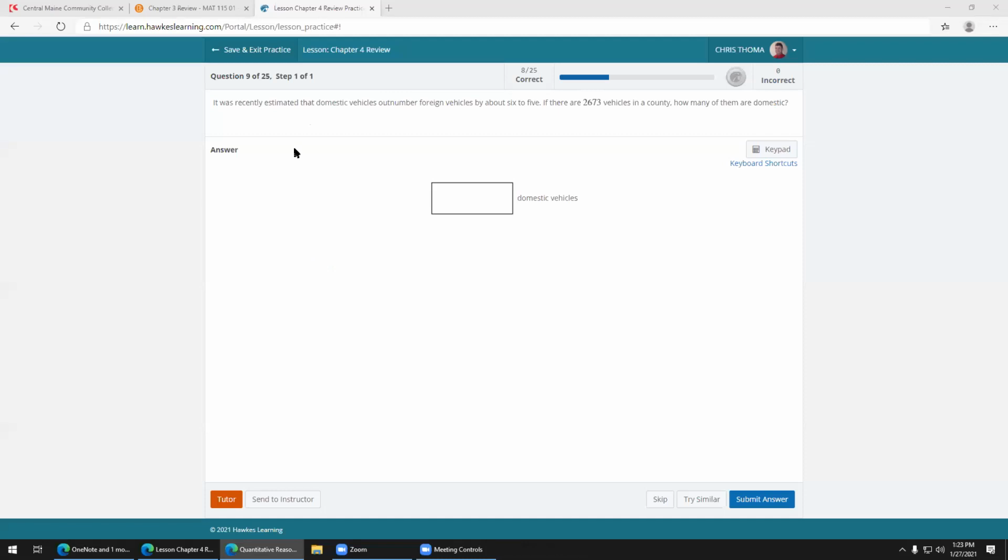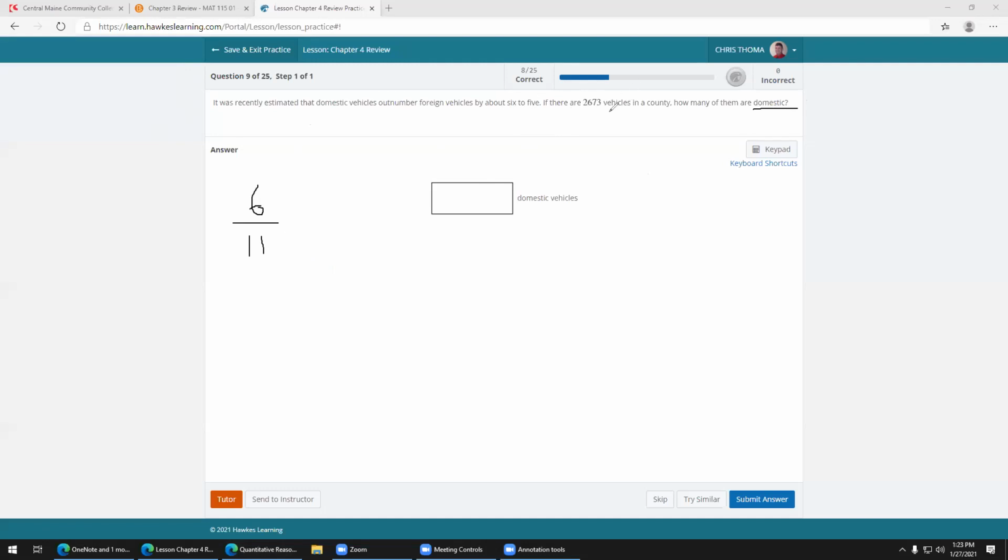All right, so for this problem, let's get it set up. So we gotta be careful with how that's worded here. We're gonna change a few things, right? So there's a 6 to 5 between domestic and foreign, but when we set up our proportion, we want to find domestic. So 6 plus 5 is 11. So my ratio is 6 to 11, 6 domestic to 11 total.